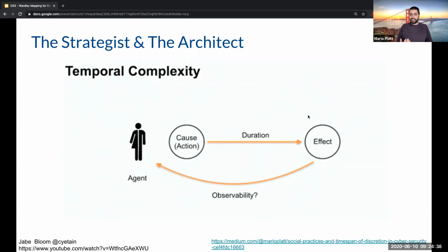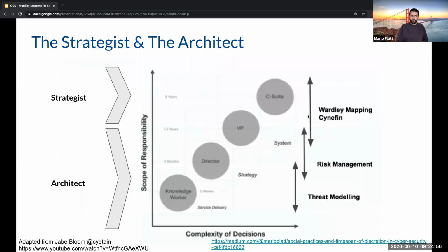For strategists, these can easily be 3 to 5 year time spans. For architects, and this depends on organizations, it can be measured between months up to a year or a few years at most. Understanding these different temporal complexities is key to understanding how these two figures can work better with each other. This is also, relying on the same talk by Jabe Bloom, what he calls the time span of discretion. So there's a complexity of decisions being made, and there's a scope of responsibility of the role making that decision.